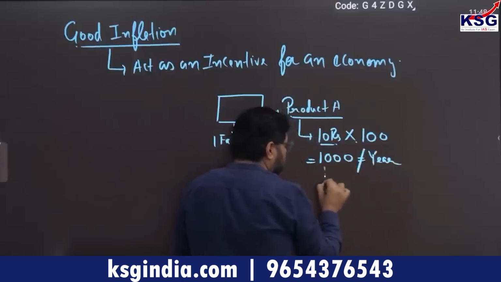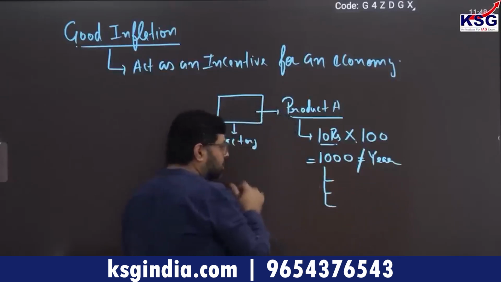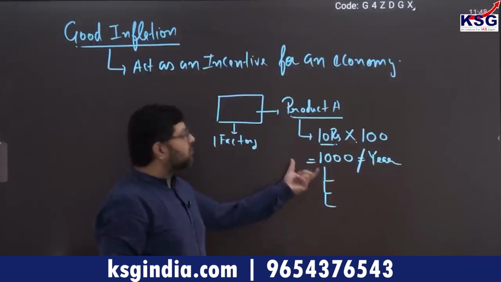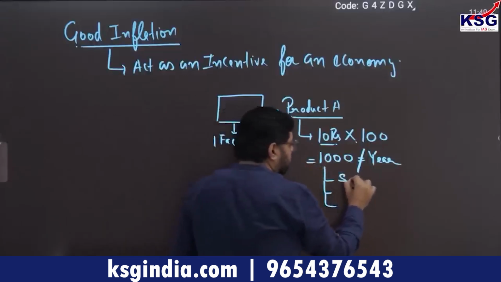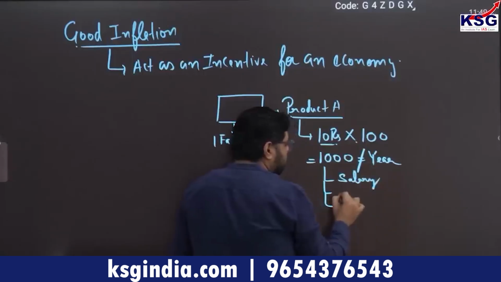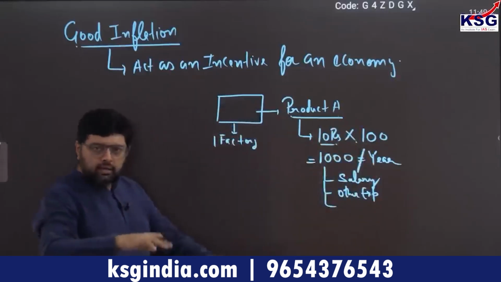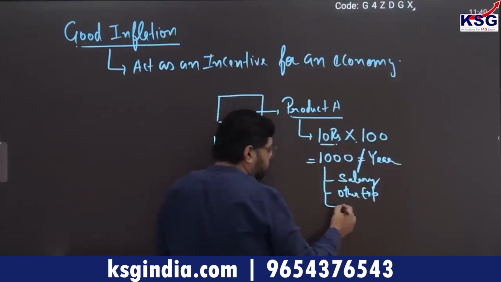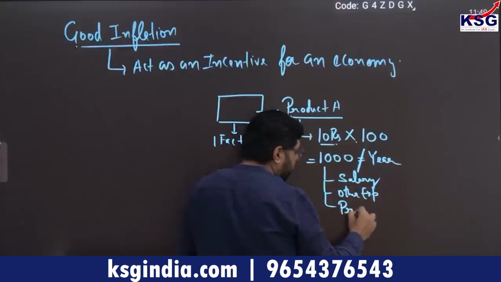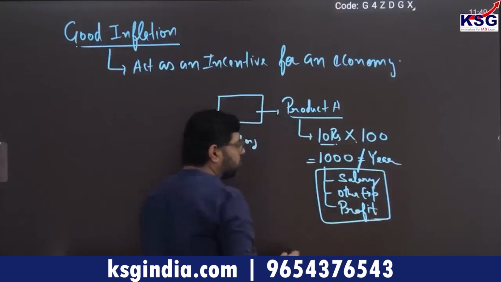Now this income will be divided into certain proportions. Out of the total income the company earned in 1 year, some part will be given as salary, and some part will go to other expenses, like the electricity bill, water bill, and rent of the factory. Now whatever is left, that is the profit of the company.